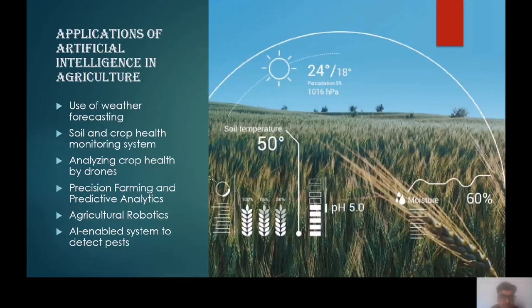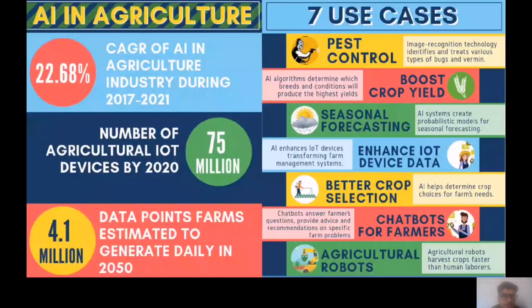In this image, we can see the current state of the art of AI in agriculture, and on the right side we can see the 7 use cases. So according to this, 22.68% compound annual growth rate of AI in agriculture industry during 2017 to 2021, 75 million agricultural IoT devices by 2020, 4.1 million data points farmers are estimated to generate daily in 2050.